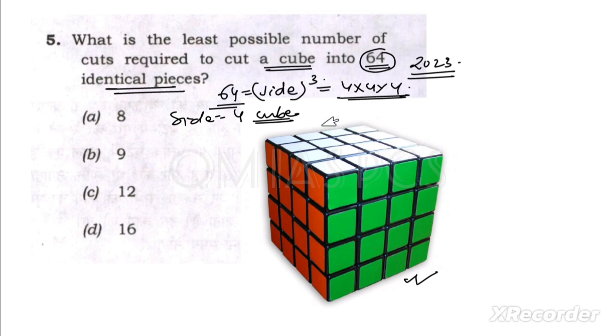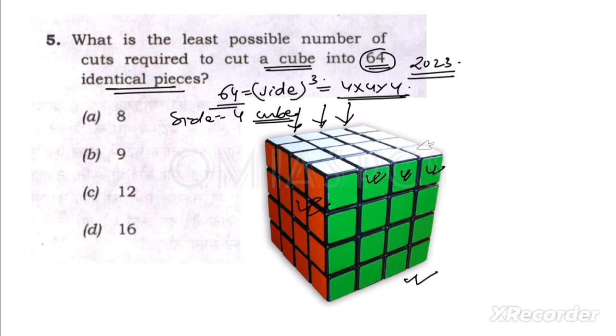First of all, we are talking about how many cuts are required here. Don't rush towards the answer. Let me tell you: first cut is this one, second cut is this one, third cut is this one. So you will get slices of that one: this slice, this slice, this slice and this one. You will get 4 slices.